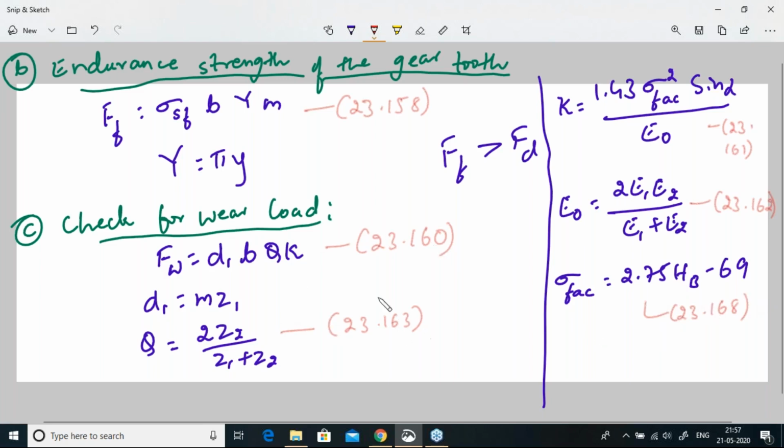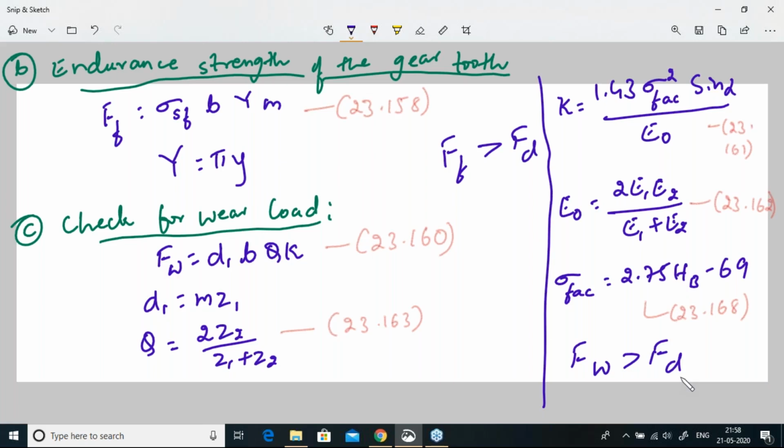So by substituting all these values in this equation, we will get the value of FW, and always FW should be greater than FD. Then only design is satisfactory. If FW is less than FD, so either of one or more changes we have to do. That is, we can calculate FD by decreasing error small f or decrease the module M. If we decrease the module M means we have to start from second main step only.